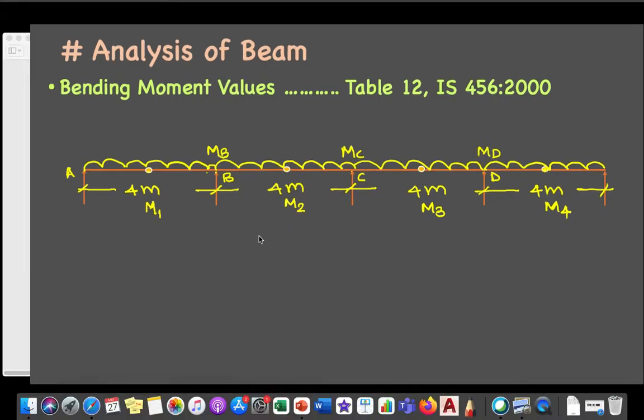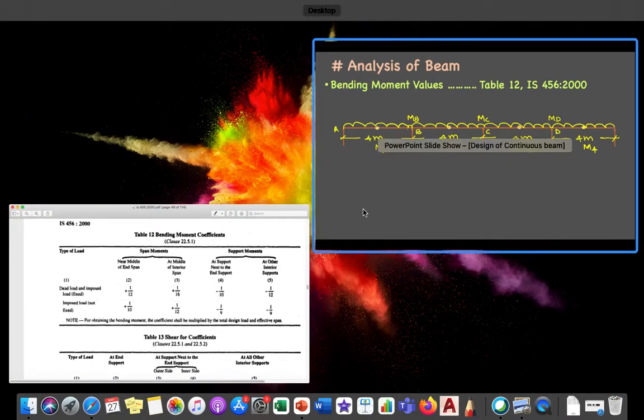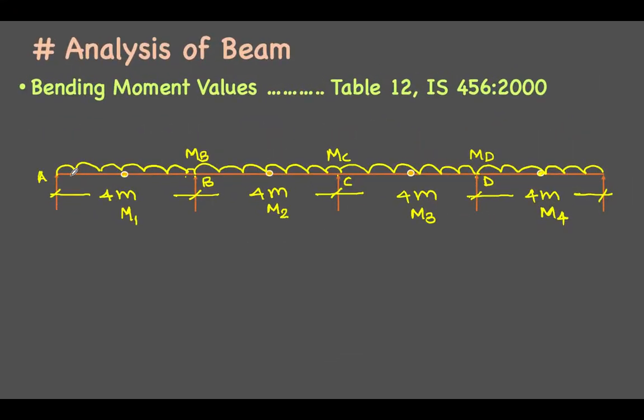Now let us identify near middle of end span. Near middle of end span, for dead load the coefficient is 1 by 12 and for imposed load it is 1 by 10, which means for live load it is 1 by 10 and for dead load 1 by 12. You can see over here this is the end span and this is also the end span. If I go from this side, this is the end span, and if I move from the other side, this is also the end span.